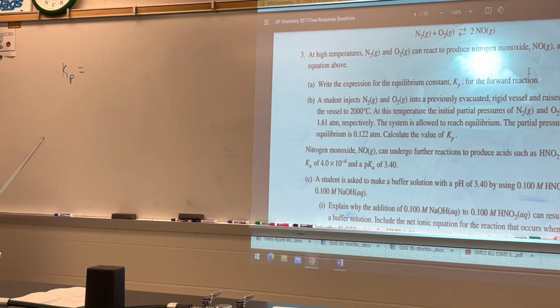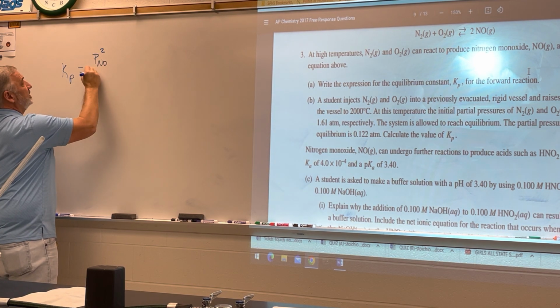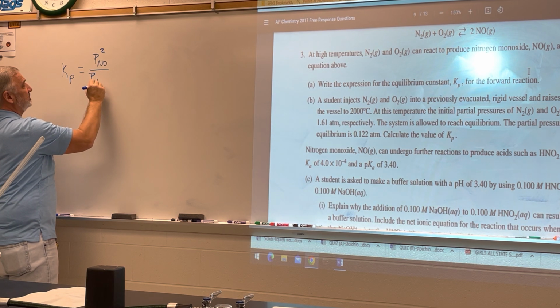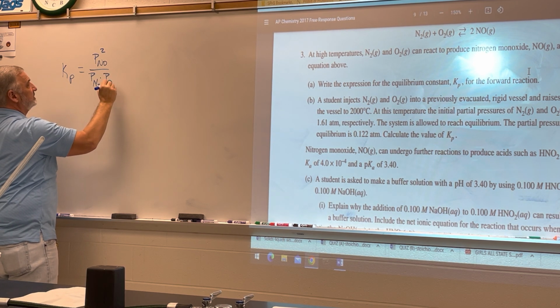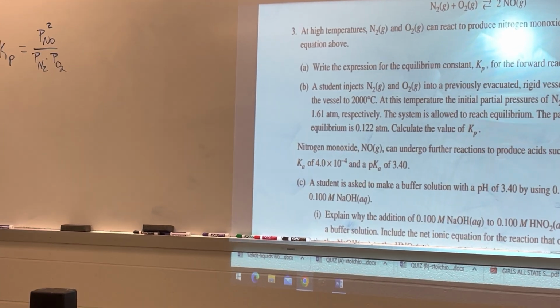Now, one of the common mistakes is that it's asking for KP, but students instinctively sometimes do it in terms of KC with the brackets. So you just got to make sure that if it's asking for KP or KC, to put it in the proper form, because that would be a careless miss. So just make sure you read. So KP is going to be the pressure of the NO squared over the pressure of the N2, pressure of the O2. So that's 1 point.